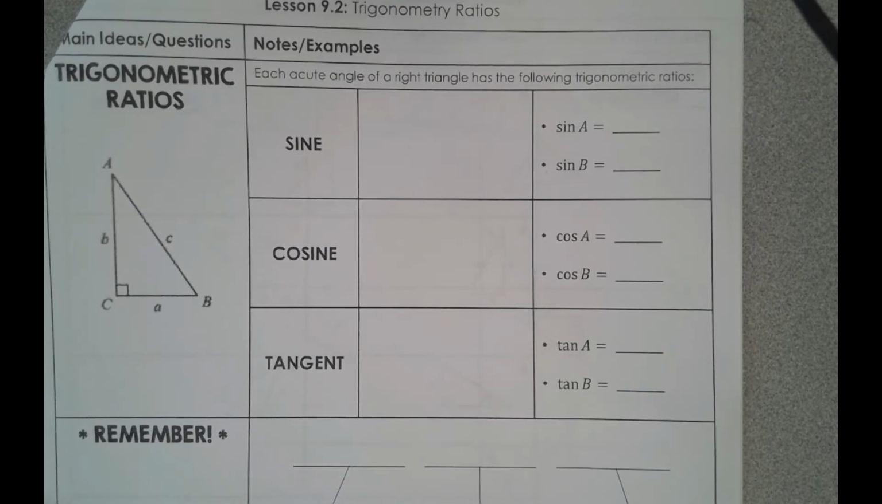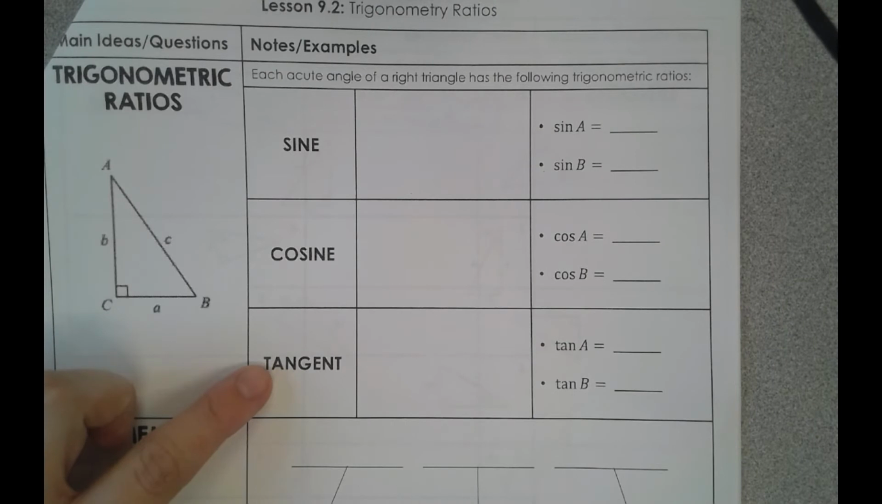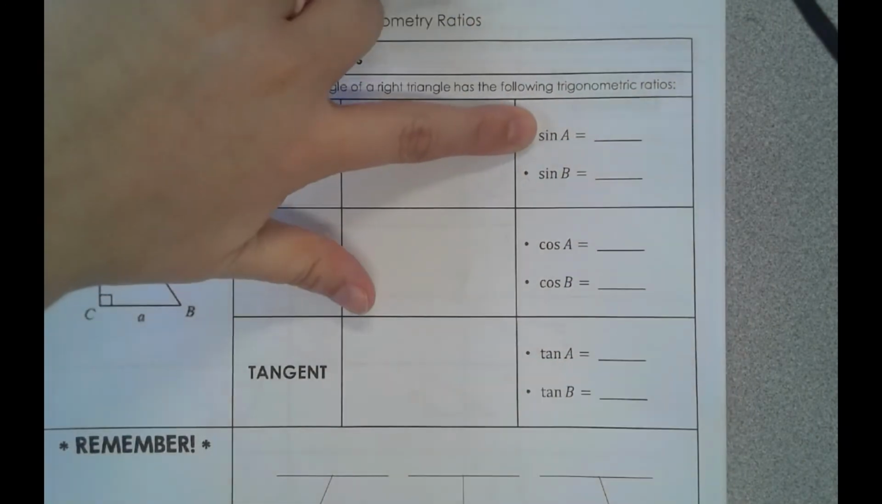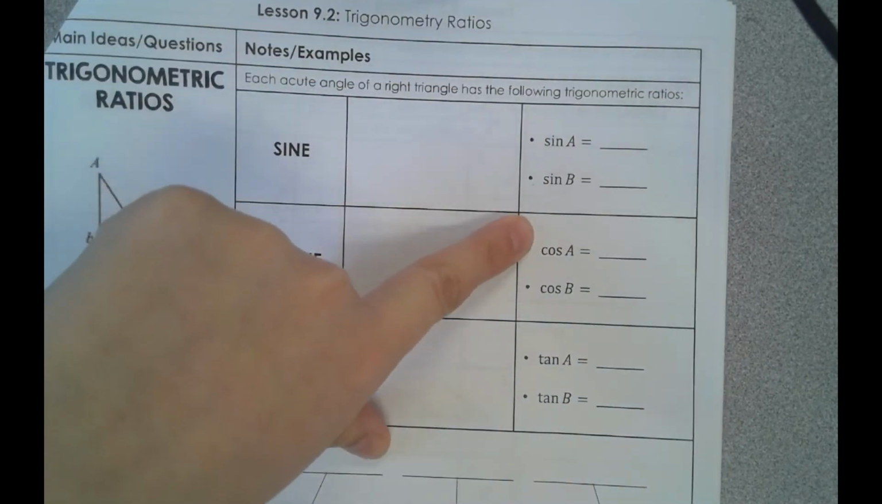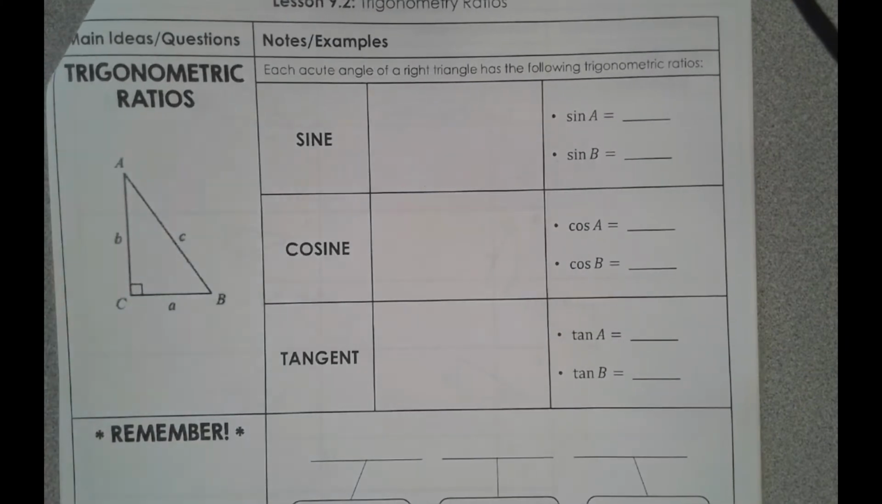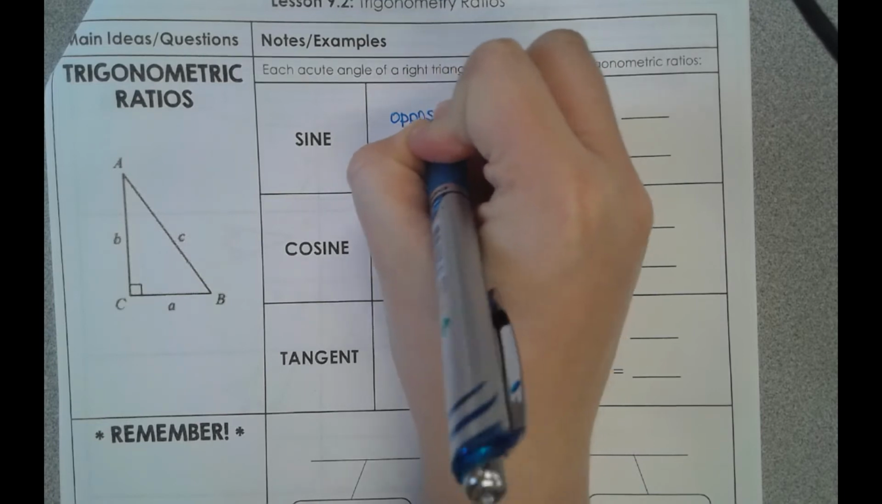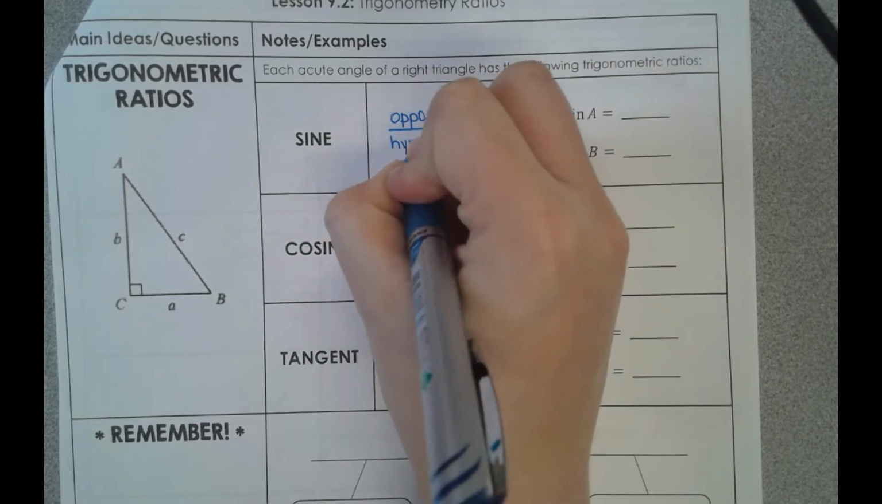So you may have heard of sine, cosine, and tangent. And we abbreviate them with the first three letters, but don't say "sin." You still say the whole word sine, cosine, and tangent, even though you abbreviate it. So in order to find sine of an angle, you take the opposite side divided by the hypotenuse.